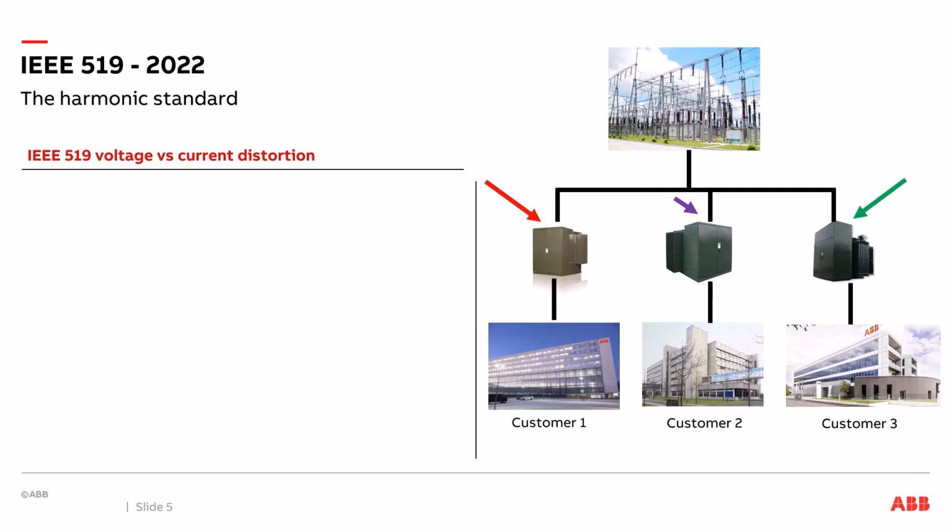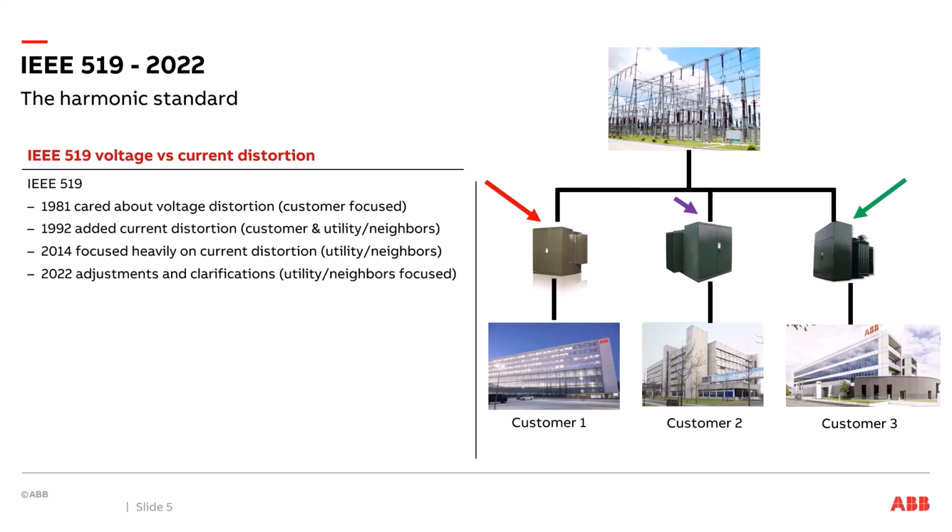However, we got a little wrinkle today because we're talking about facilities that have a backup generator. So looking at IEEE 519, a little bit of history. It came out in 1981. It was really focused on voltage distortion. And voltage distortion is what a customer, what you in your building, care about, making sure there's a good quality voltage waveform. In 1992, they updated the IEEE 519 standard to add current distortion targets.